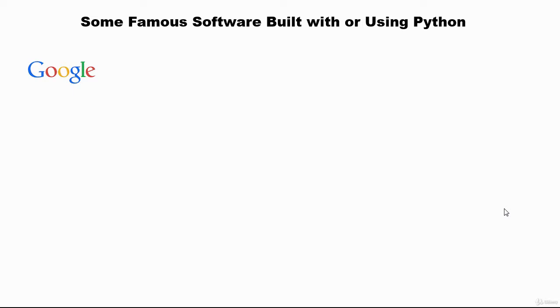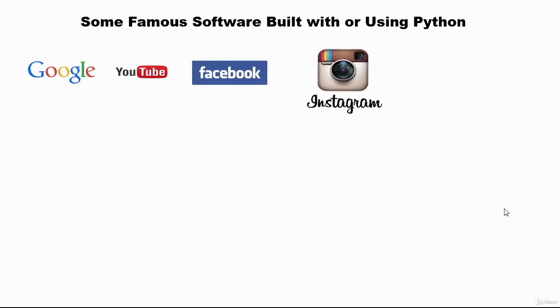You've got YouTube. YouTube uses Python as well. Facebook uses Python in some of its internal scripting. Instagram was created by Python using the Django framework. Pinterest is another famous social website, also created with the Django Python framework. Then you've got things like Yahoo Map, also created by Python.